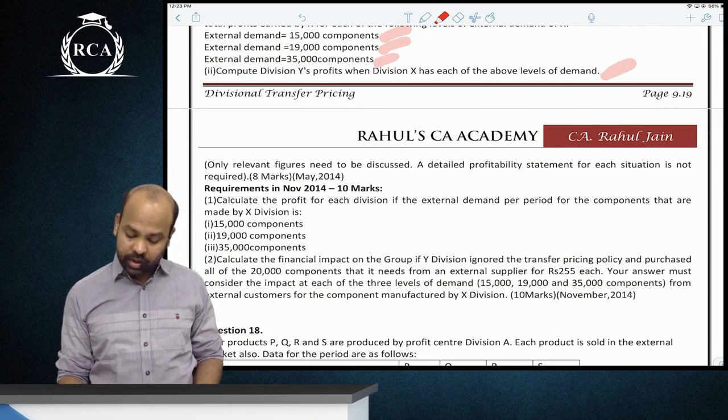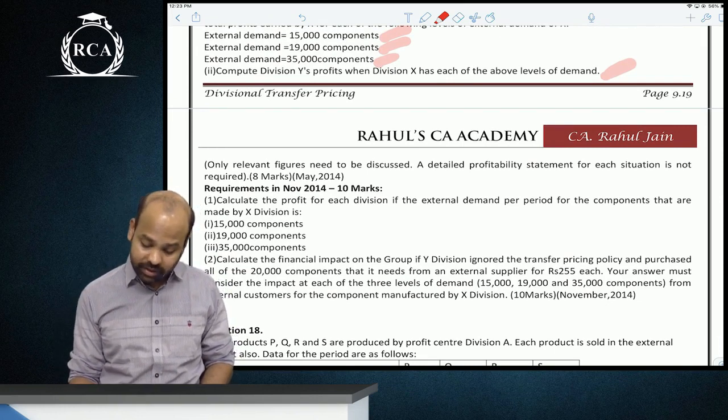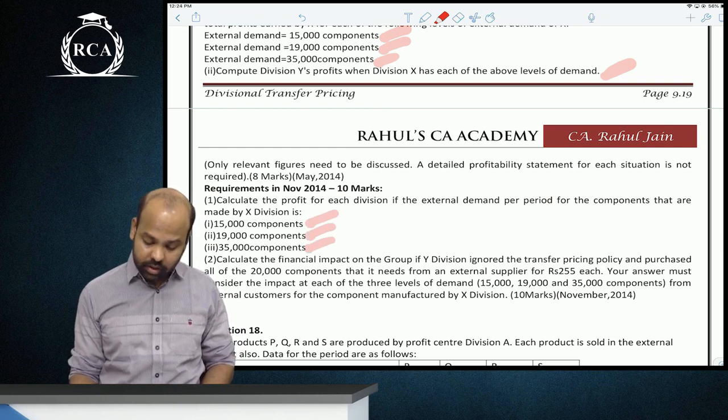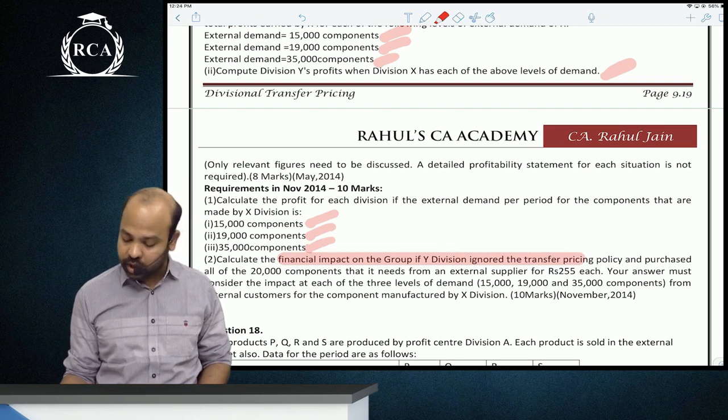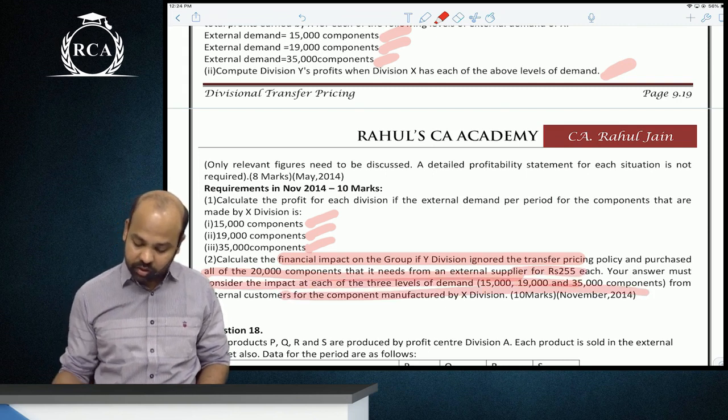Calculate the profit for each division, guys, if the external demand per period for the components that are made by division X is 15,000, 19,000, 35,000. Calculate the financial impact on the group if division Y ignored the transfer pricing policy and purchased all of the 20,000 components it needed from an external supplier at 255 rupees. You must answer at each of the three levels.